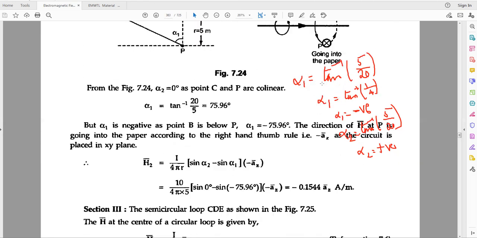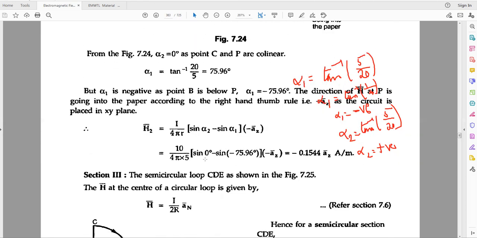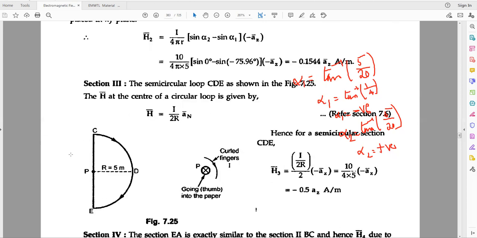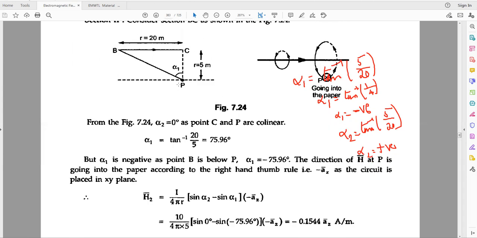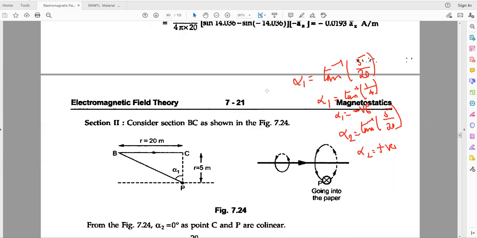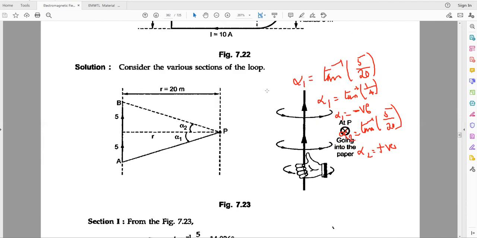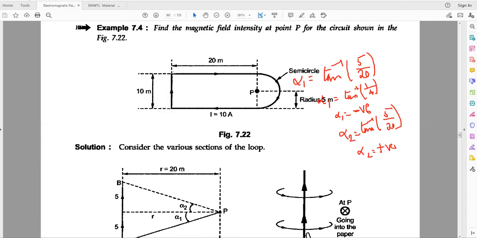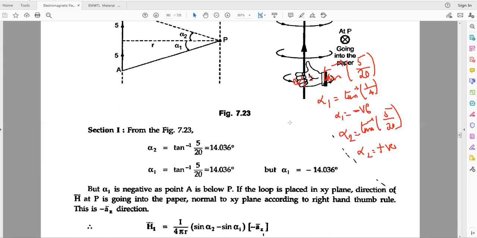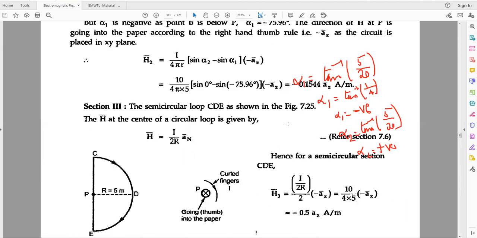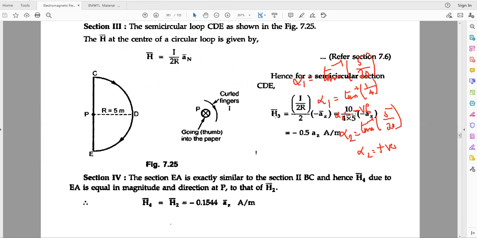The second section we got as alpha 2 is 0, and in the third section we considered only the semicircle here, only the semicircle, that is CDE, and in the previous case that is PBC, P, B and the C, the considered point is P only, is one, and the C value. Now it is CDE, the semicircle totally.